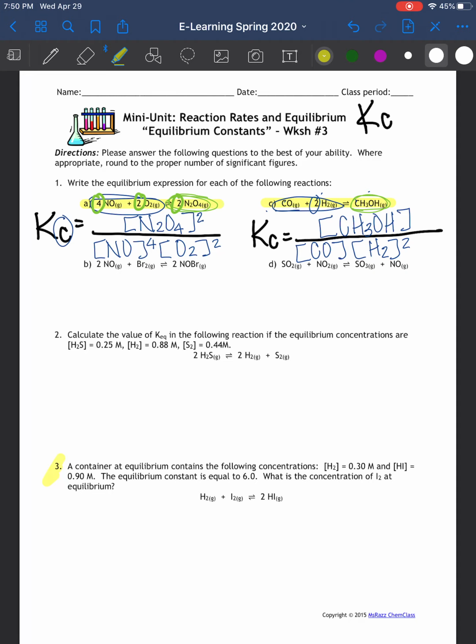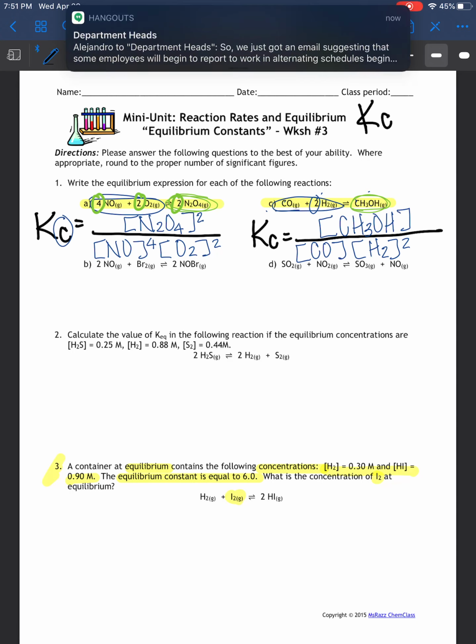So we've got a lot of information here. First, it's giving us our equilibrium concentrations for 2 of the substances in this reaction. And it gives us the equilibrium constant. We are looking for an unknown concentration of I2. Whenever I am solving this, my first step is to write my equilibrium expression for this reaction.